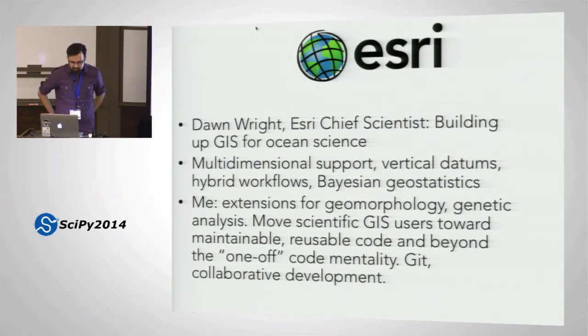Some of the things that we are doing right now at Esri, Mark Janicus is here, and he works on some of these. We're doing a lot to really improve multidimensional support, starting to work on better support for vertical datum transformations. Things like Bayesian empirical kriging, so trying to have mixed models where you have access to both frequentist and Bayesian tools. And I work on a few extensions that are built on top of ArcGIS, so they're open source, but they have a closed source dependency. They're tools for things like geomorphology operations and genetic analysis.